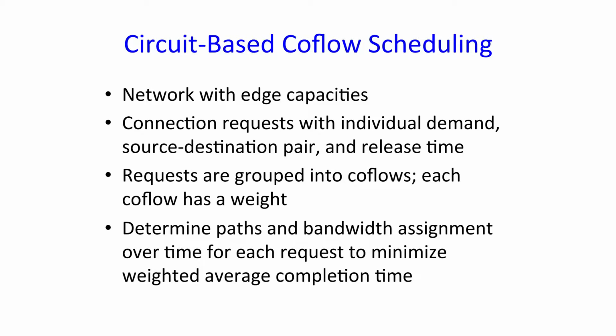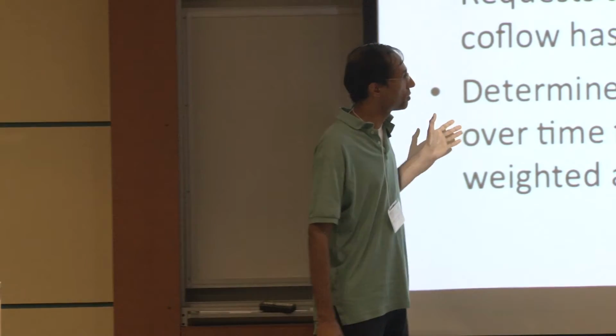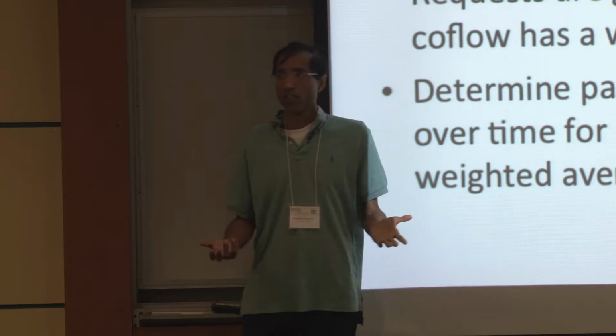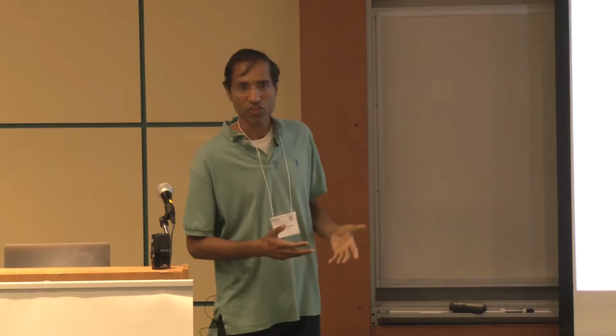With each coflow, we assign a weight that captures the importance of that coflow. And our goal is to find paths and a bandwidth assignment over time for each request to minimize weighted average completion time. The way I've stated this problem, it's not even clear how to capture it. I said bandwidth assignment over time. So literally, I'm saying we can give a continuous function over time, which specifies at each point of time how much bandwidth you will give for each flow.